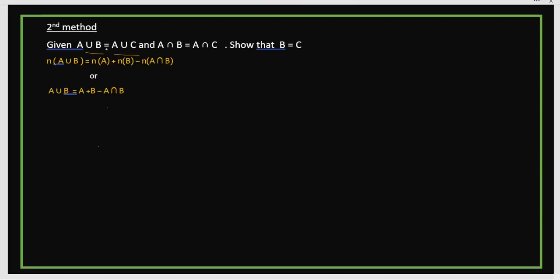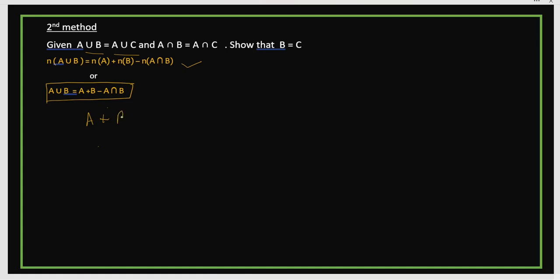The second method. See, given is all this data. I have repeated this. You remember this formula I have given in the previous videos. You can go and refer to that. A union B equals A plus B minus A intersection B. This is the formula we are going to use. Simply substitute here.